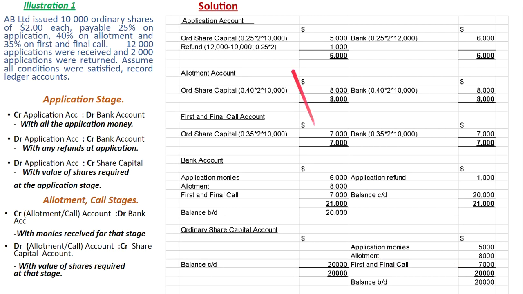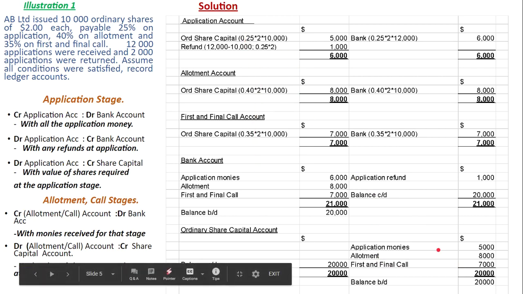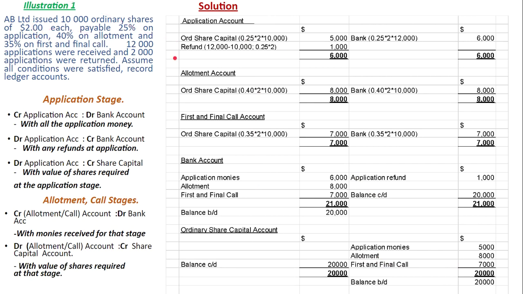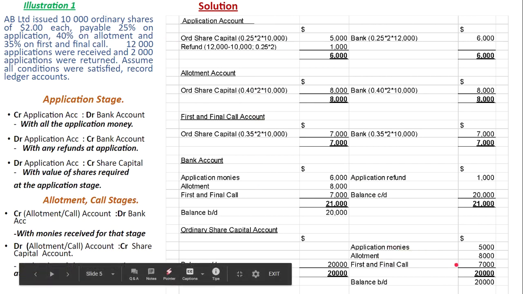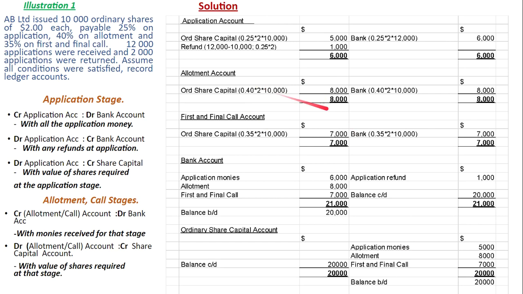As I said before, the share capital account will be recorded with the number of shares multiplied by the value of each individual share at par. So that will be 10,000 multiplied by 2 to give us 20,000 as shown here, our balance brought down. Application account, balance is off. Allotment account, balance is off. First and final account, balance is off.